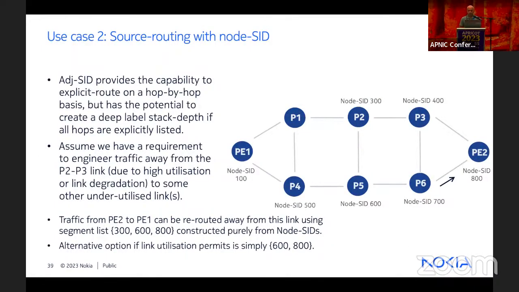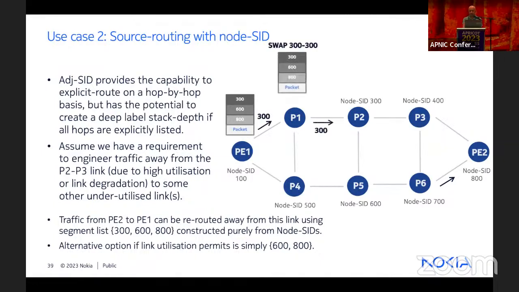So let's look at another example, which is actually very similar to the other one. Let's just say we have this requirement, once again, like the previous example, to send traffic down this P2 to P3, or avoid the P2 to P3 link, right? So we looked at some examples. One of these examples is we just use node sets by themselves, right? So put a stack that goes 300, 600, 800. So 300 gets us to P2, right?